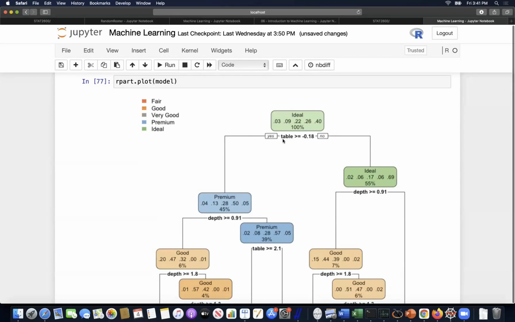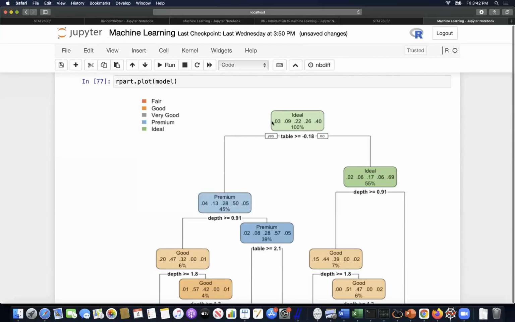First, it decided that it's gonna look at the table feature, and if the table feature was bigger than this number, it decided to go to the left. Otherwise, it decided to go to the right. Based on that, this is all of your data at this location. You're looking at all of your training data, and this ratio at this point, the best one is ideal. This is the biggest number.